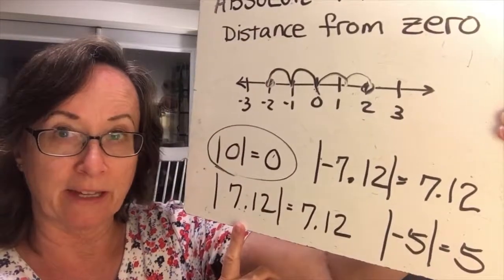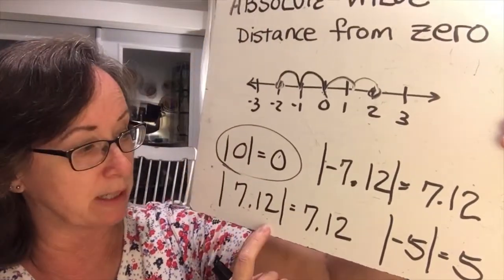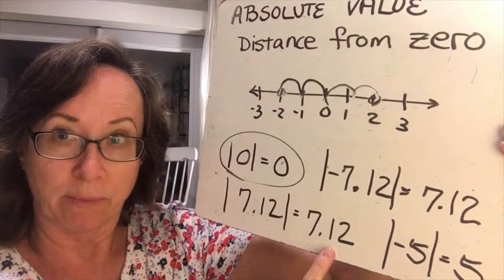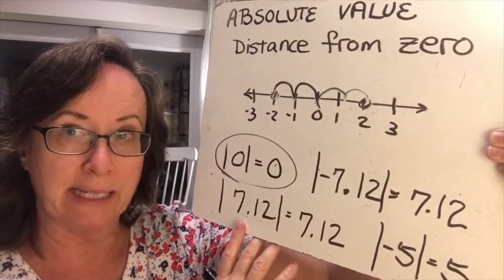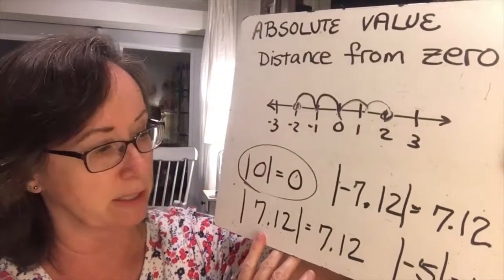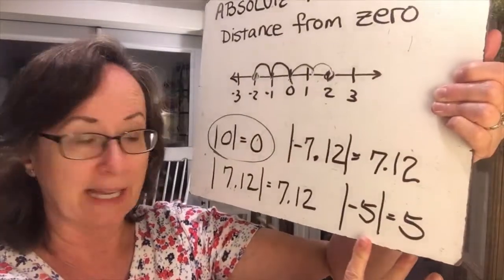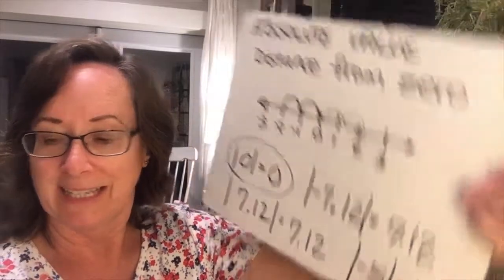Okay, so the absolute value of positive 7.12 is equal to 7.12. It doesn't matter whether I did the absolute value of the negative or the positive, the sign is irrelevant. So then the absolute value of a negative 5 is 5. So now we can actually do problems with this.